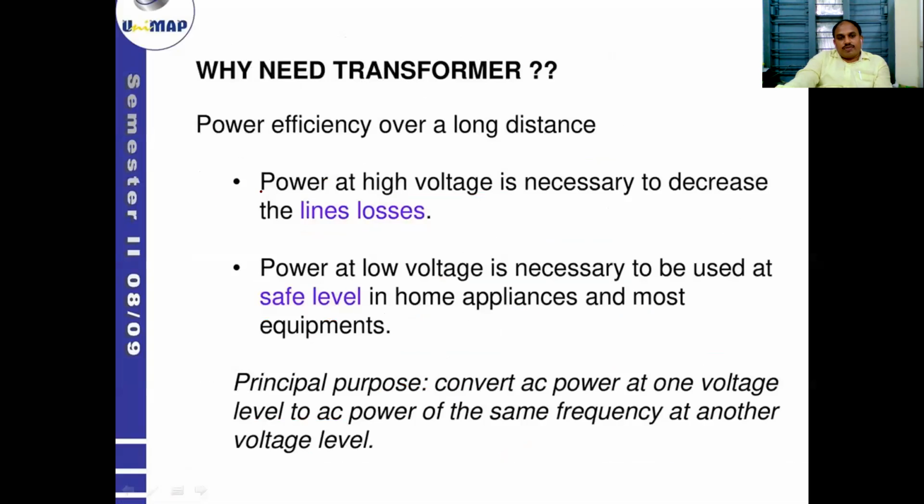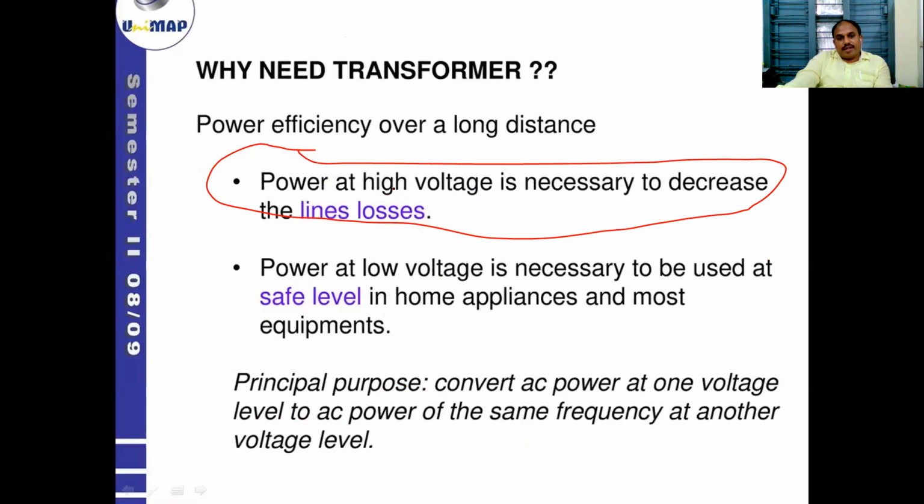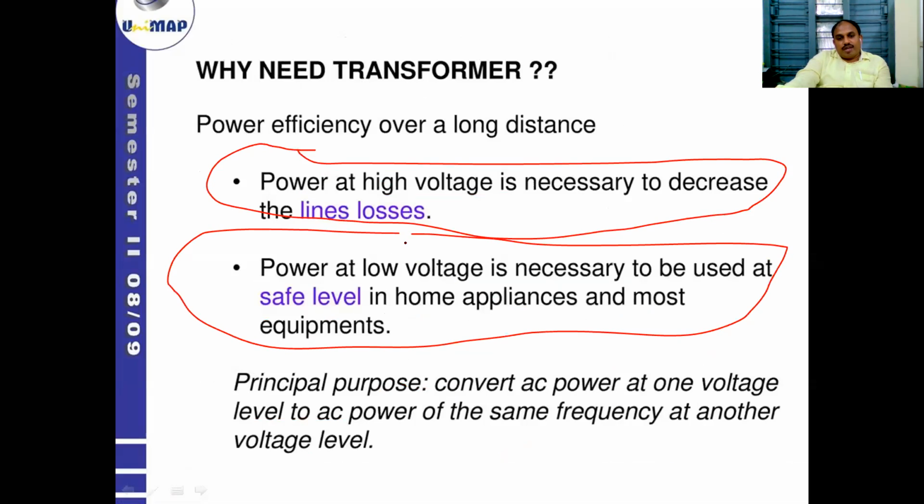Only because of transformers, power can be transmitted over long distances, by reducing the current, reducing the losses, and increasing the efficiency. At the receiving end, with the help of transformers, voltage values are reduced to a safe level, only because of transformers. Its purpose is to convert AC power at one voltage level to AC power of the same frequency at another voltage level.